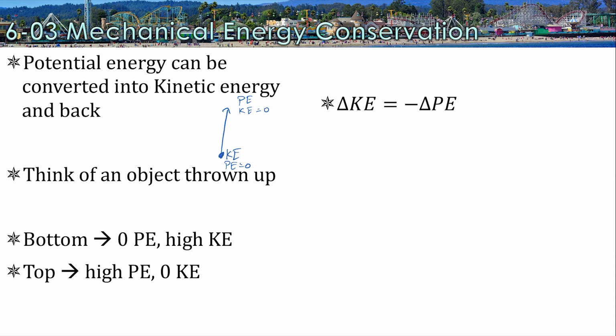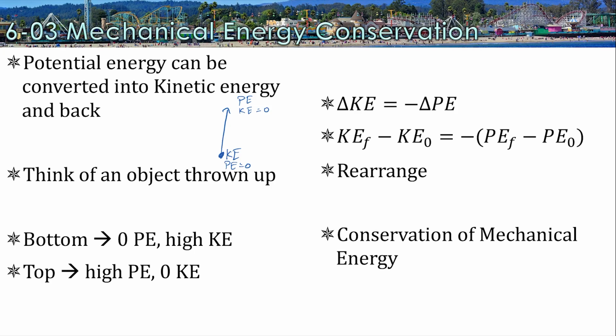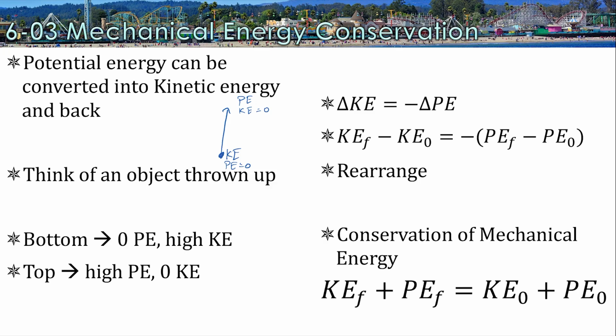So our change in kinetic energy equals the negative change in potential energy because they're inverse. Change in means final minus initial. Rearrange this, move all the initials to one side, all the finals to the other side. We end up with a conservation of mechanical energy, which says our final mechanical energy equals our initial mechanical energy. And mechanical energy is our kinetic energy and our potential energy. So all the kinetic energies and all the potential energies. Conservation says that doesn't change, so the final equals the initial.